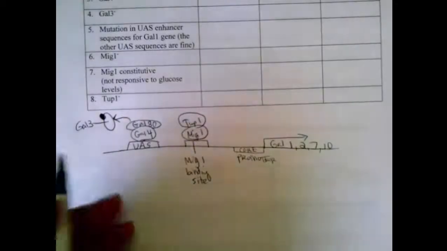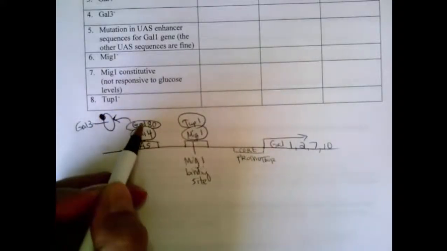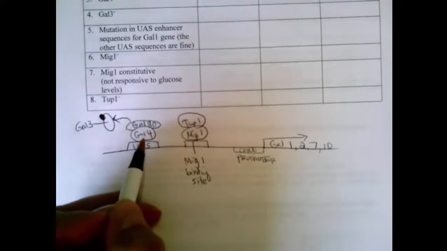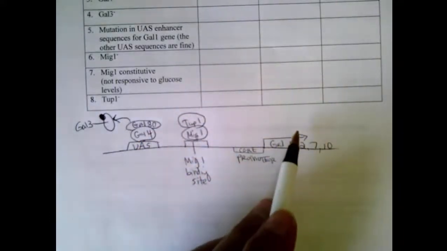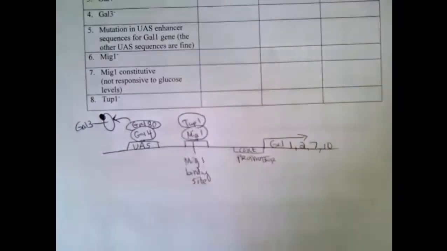If then glucose is still absent, but galactose is added, then galactose binds to GAL3 and GAL80 gets pulled off, and GAL4 is now activated and able to transactivate transcription of those genes. Glucose is not present, and so MIG1 and TUP1 are not bound to that region, and so these genes would be turned on.